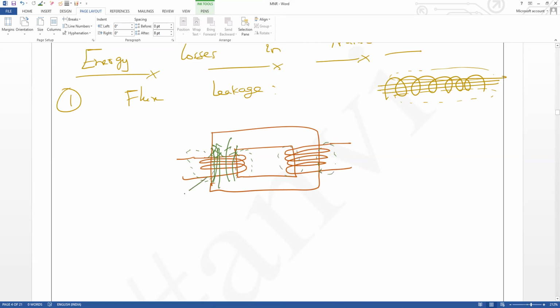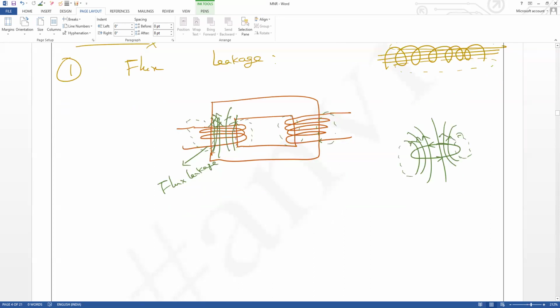So flux leakage is the cause for what? Energy input is not equal to energy output. Do you all understand, Ra? Please respond, everybody. Yes, sir. So energy input is not equal to energy output because there is a loss of energy by flux leakage.